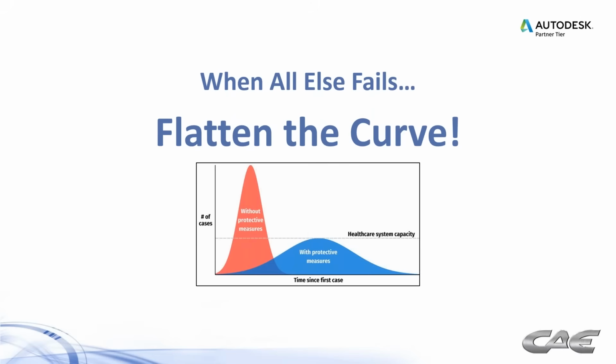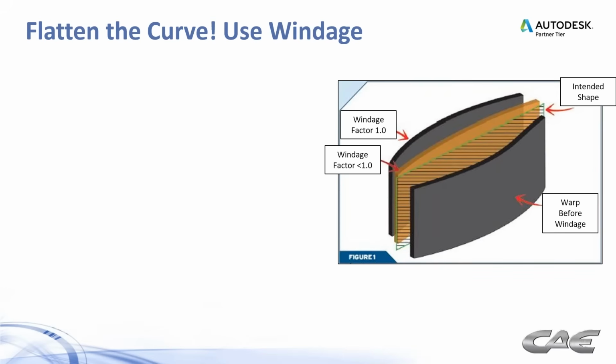So you guys are probably sick of seeing this curve. This is the old coronavirus flatten the curve graphic that we saw back in March and April of this year. But that's kind of what we have to do. We got to flatten the curve, and we do that by using windage. If you haven't heard of windage before, it's all about modifying the tool to be able to have the part warp back to flat.